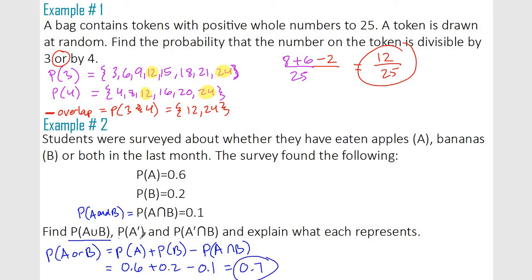The next one, the probability of not A. Well, the probability of A happening is 0.6, so the probability of not A is just 1 minus the probability of A. So 1 minus 0.6 is 0.4. All right, now the next one, the probability of not A and the probability of B.